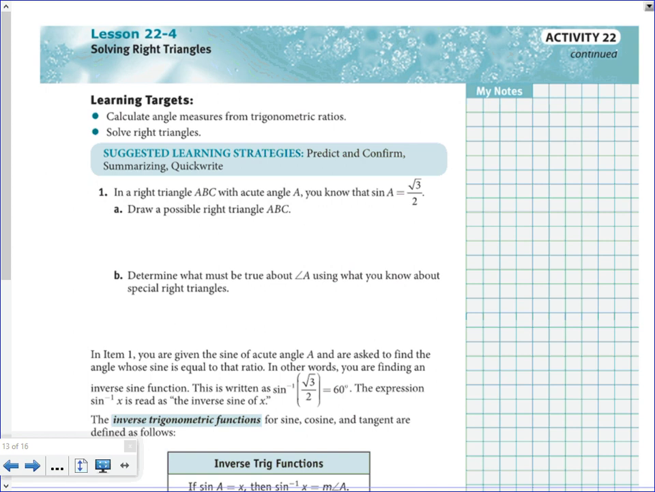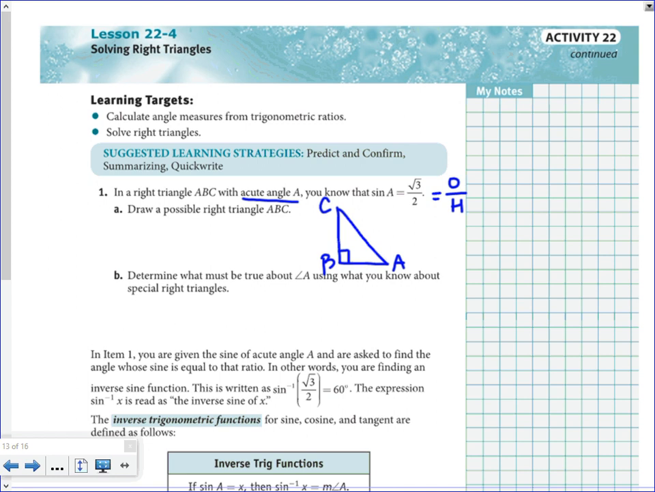So first off, you're going to draw a right triangle. And then it told us angle A was an acute angle. So I'm going to put A here at the bottom, but you could put it up here where I'm putting C. It doesn't matter. You just got to make sure that it's one of your acute angles. And then B and C can be the other two. And it doesn't matter which one is B and which one is C. You have options there.